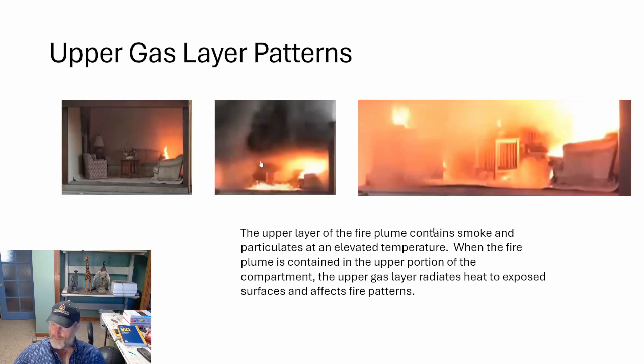The upper layer of the fire plume contains smoke and particulates at an elevated temperature. The fire plume is contained in the upper portion of the compartment. The upper gas layer radiates heat to exposed surfaces and affects fire patterns. So once you have about 600 degrees Celsius for an upper layer, it typically is going to radiate about 20 kilowatts per square meter at the floor. And that's the threshold for fairly quick piloted ignition for combustibles on the floor. So at that point, you're going to see char all over the compartment, and that's all going to block the soot deposition lines.